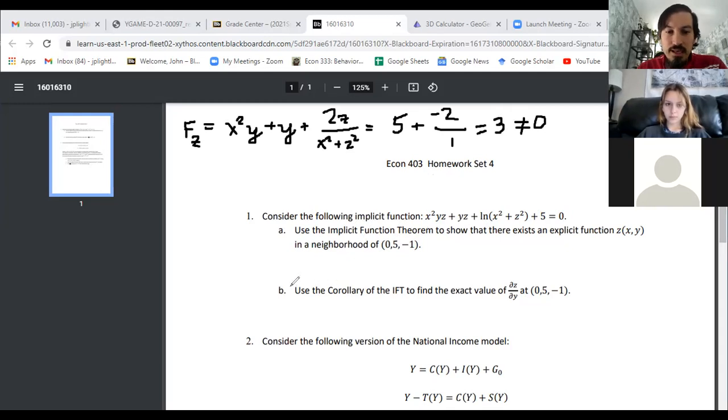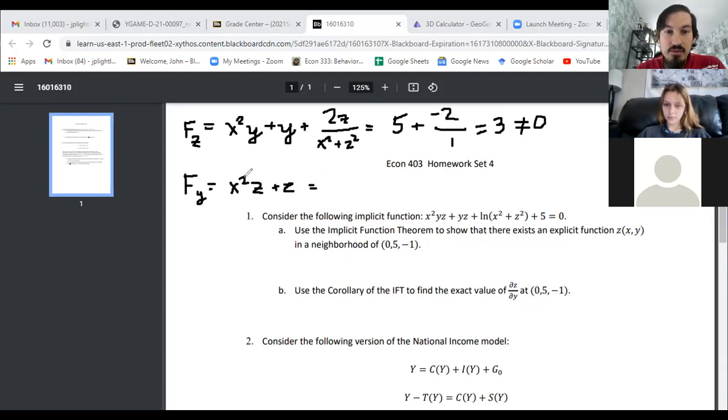To do B, it's nice that I already have F_z, because now we just need to find F_y. It's just, for shorthand, F_y. What is that? x squared z. Is that what you got? What else has a y in it here? Plus z. Luckily, the last thing has no y in it, so that's it.